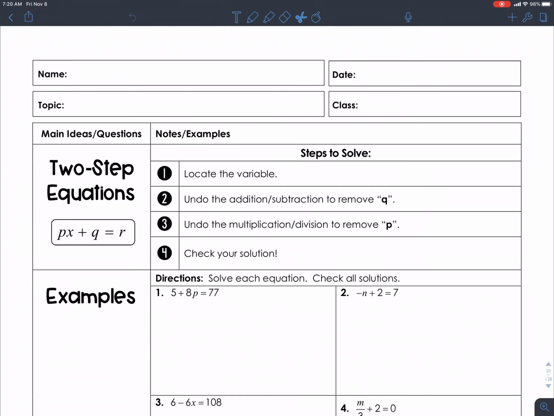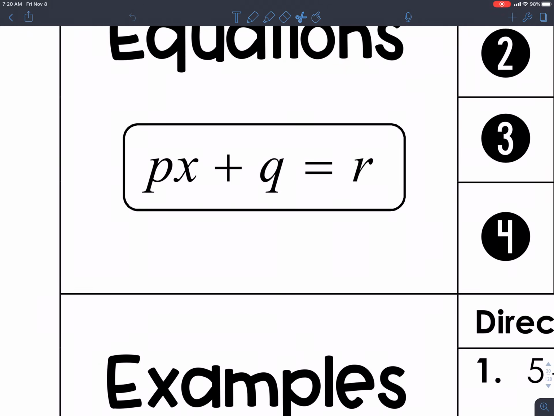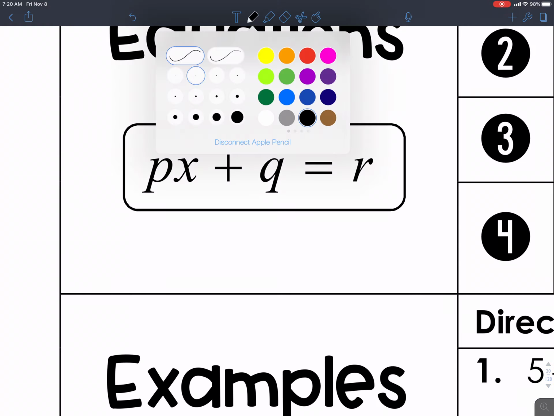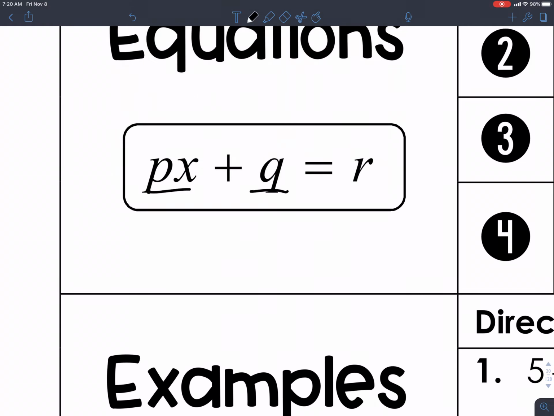Today we're going to do the first part of two-step equations, where the equations tend to look something like this. We can rewrite them if we want to make them look like this, but the whole object is to get rid of P and Q, and get it down to X, or X equals whatever R is. So we're trying to get rid of P and Q in these equations. And they're pretty simple to do.